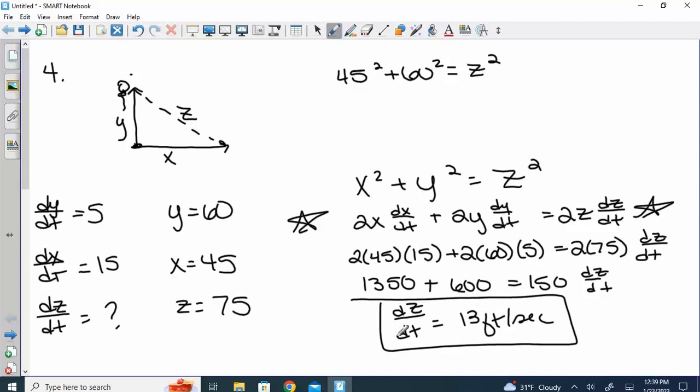It's a rate, that's why I know I need those derivatives to be something per something for the units. Is that one okay?